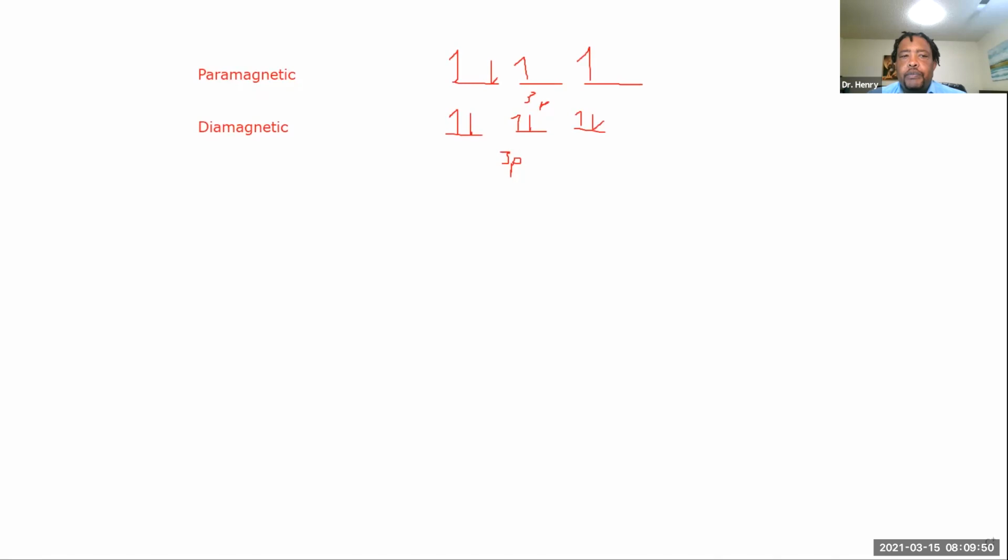paramagnetic is basically when you have electrons that are unpaired, right? So this would be an example of paramagnetic, and this one would be an example of diamagnetic, because these two electrons are paired, unlike those circumstances. Does that make sense?